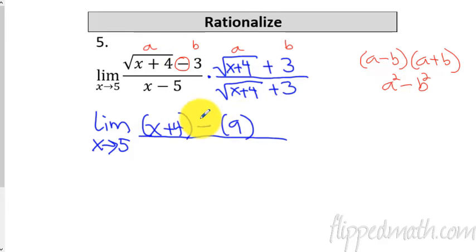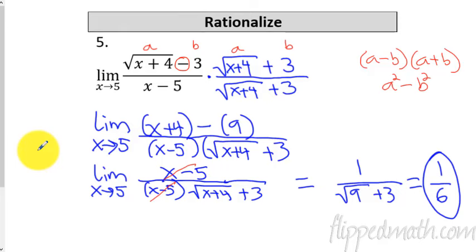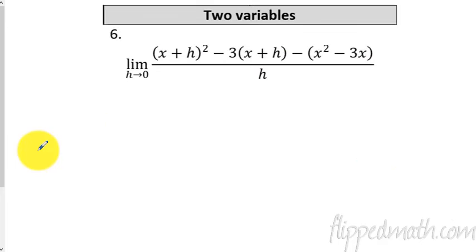So this is going to equal, what is our numerator? 1 over the square root of 5 plus 4 is 9, plus 3, and then that equals 1 over 6. All right, there we go. That is how you do the strategy of rationalize, when you have to rationalize or multiply by the conjugate, top and bottom. Some of our problems, like number 6 example, will have two variables.